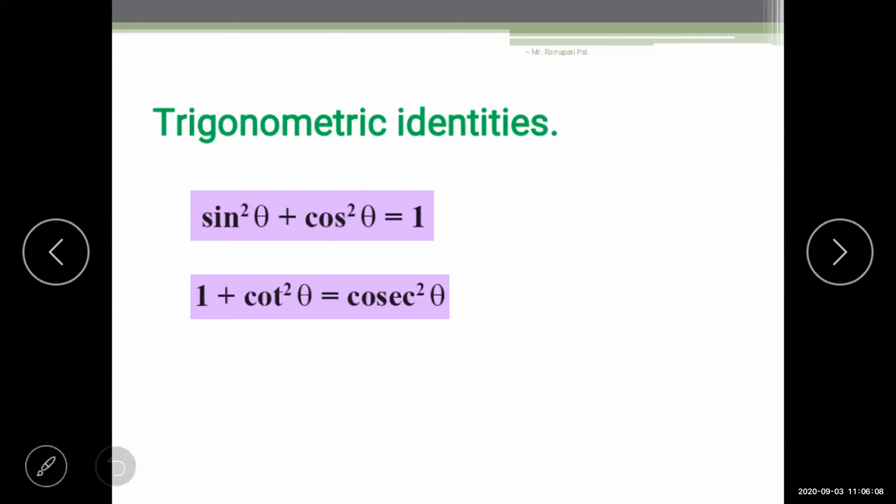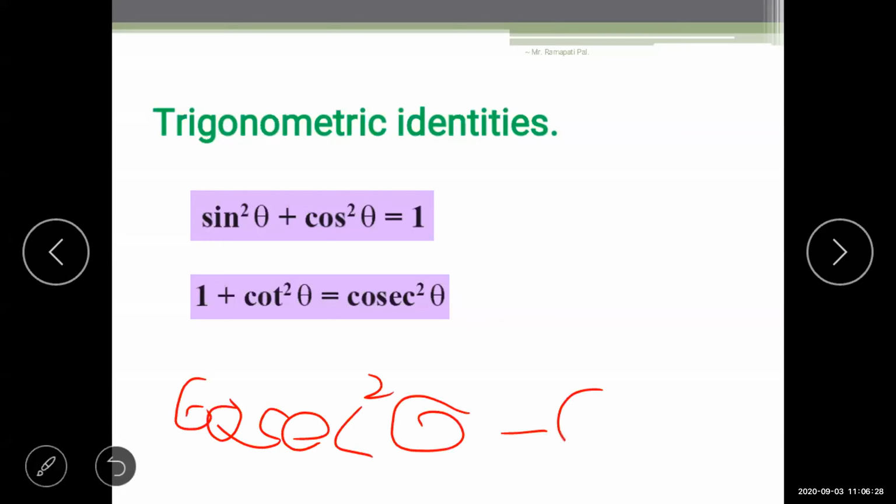So see what the other identity will form. Cot square theta, cosec square theta minus cot square theta is equal to 1. Okay. Cosec square theta minus cot square theta is equal to 1. That is one identity will form from this.